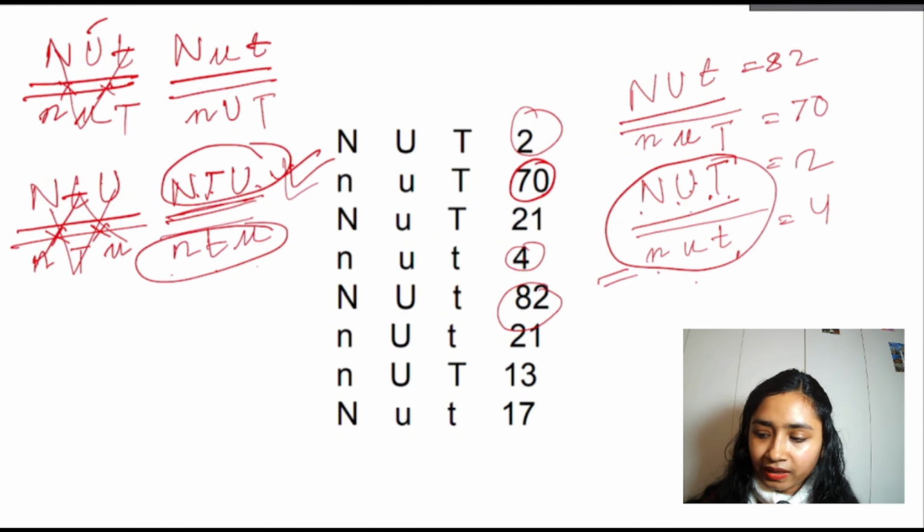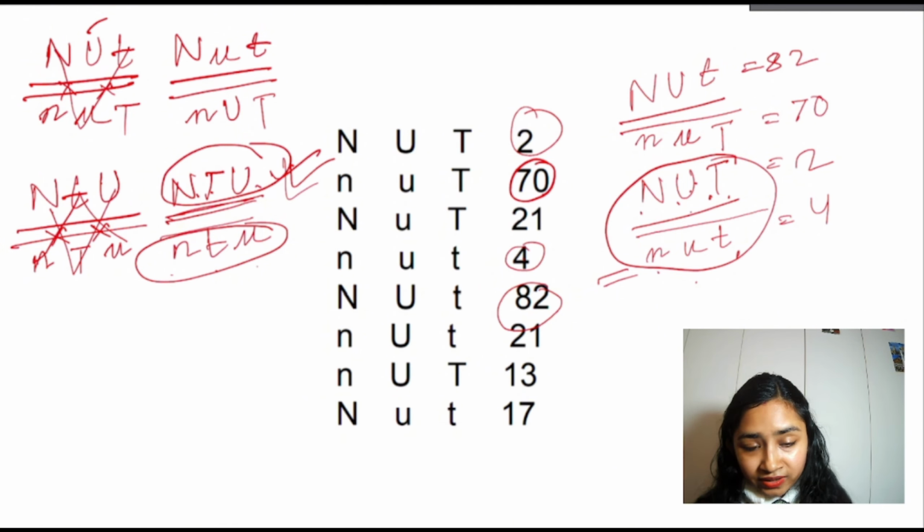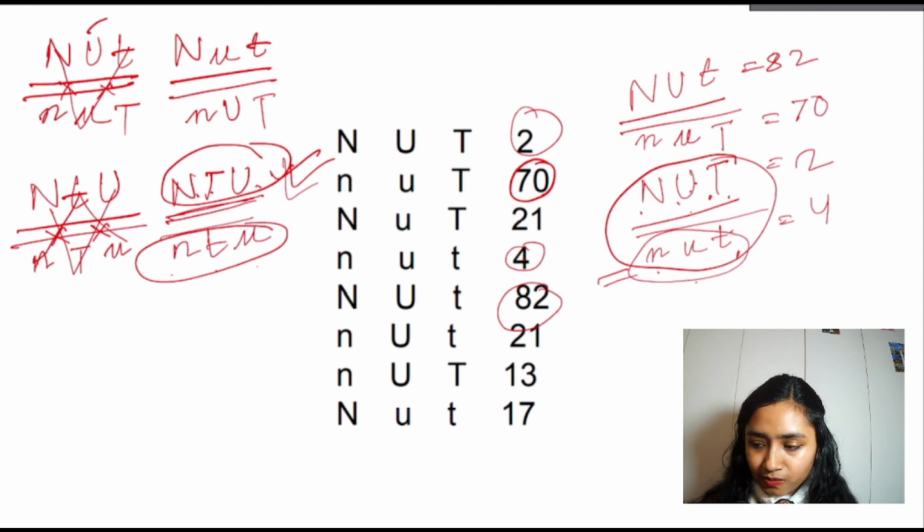Like capital N, U, T is in the upper position. Here also capital N, T, and U in the upper position. You need to match these. You don't need to match the order, but you need to match that every letter is in the upper position and every letter is in the lower position. In the lower position also small n, small u, small t, small n, small u, small t.